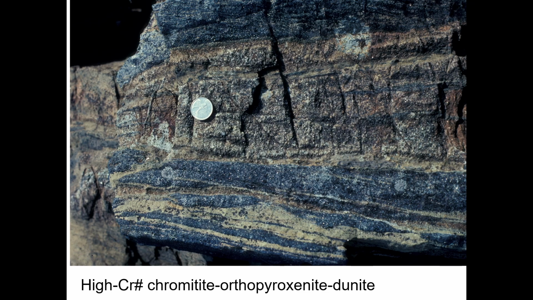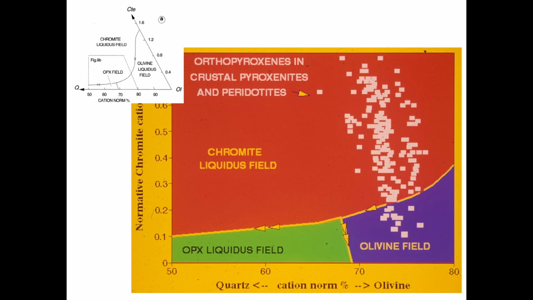This is what the high chrome chromitites look like. They're pretty small. Deformation has thickened them in fold noses. You'll notice there's little dunite and chromitite channels throughout. These things form by incongruent dissolution of pyroxene. And the explanation is simple.